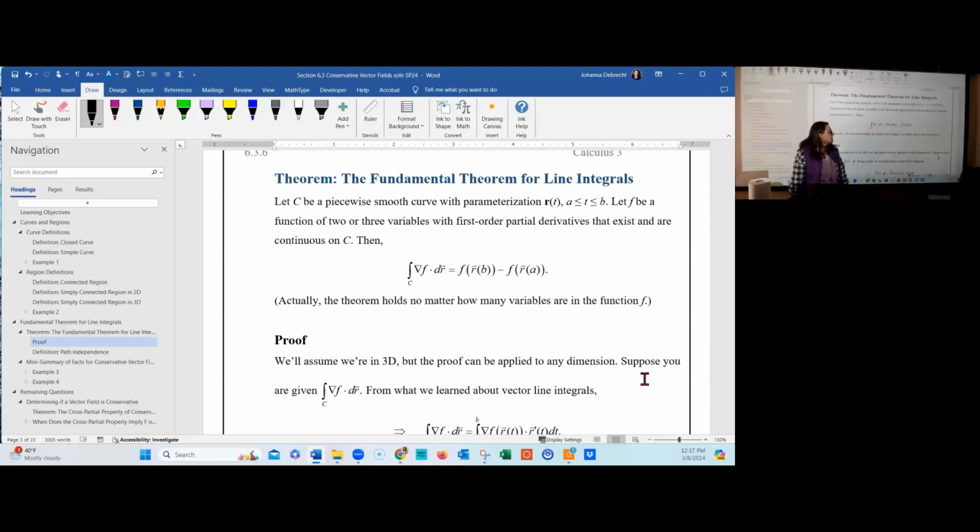So in a sense, what this is saying is we don't even have to know what the gradient of f is. We wouldn't even necessarily have to know what the vector field is. We simply need to know the parameterization, r of t, the limits on t from a to b, and what the potential function is. And we can compute the vector line integral from that. But this does assume, of course, that the vector field is a gradient vector field. In other words, it is conservative. Let's take a look at the proof.